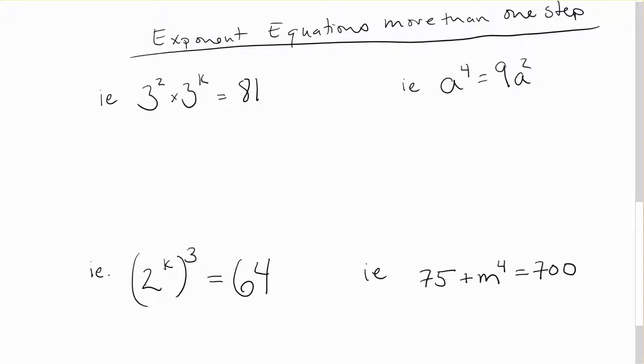Exponent equations that have more than one step. So here we're going to be looking at equations. But again, we're looking for an exponent potentially. There's potentially a power or an exponent that we don't know, like the k in this example here. Or potentially it's a problem where we've got something to a power and we're trying to figure out what it is.